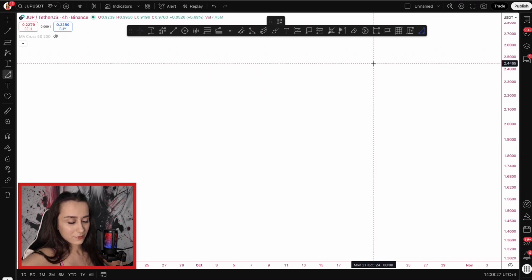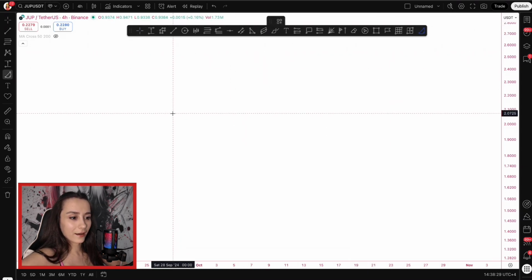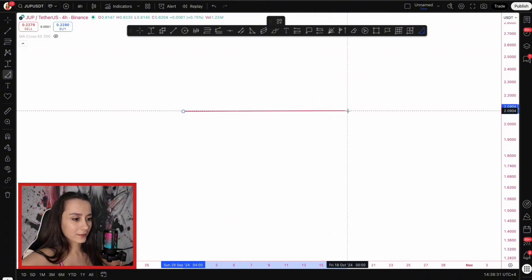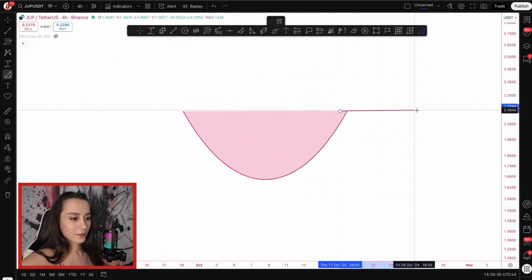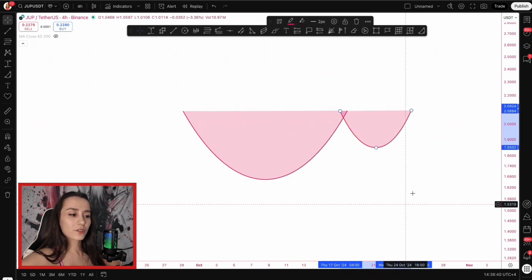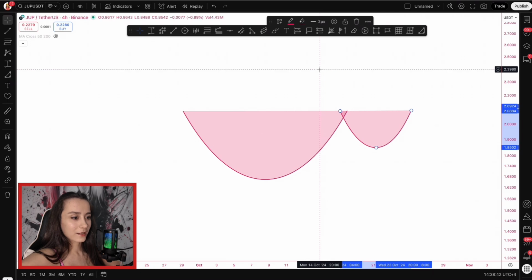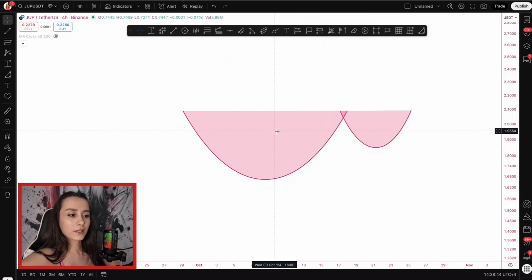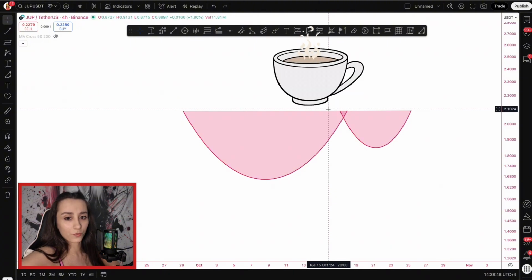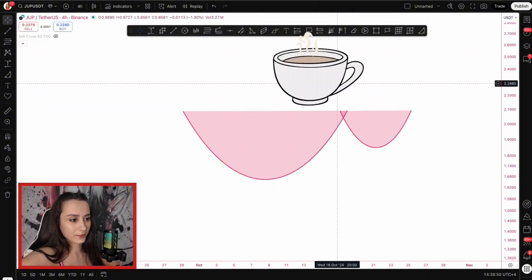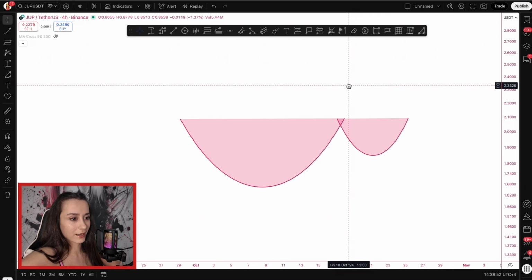When we see a cup and handle, we will see this type of formation, okay? We call it cup and handle because this is the cup, this is the handle. It looks like a coffee cup. That's why people call it that.